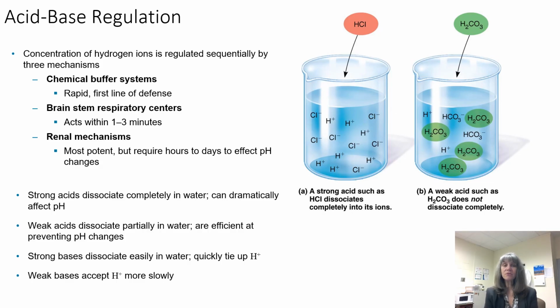And remember that strong acids will completely dissociate in water, and those can dramatically affect pH. Weak acids dissociate partially in water, and those are efficient in preventing changes in pH. Strong bases dissociate easily in water to quickly tie up free hydrogen ions because they can soak them up. And then weak bases will accept free hydrogen ions more slowly.